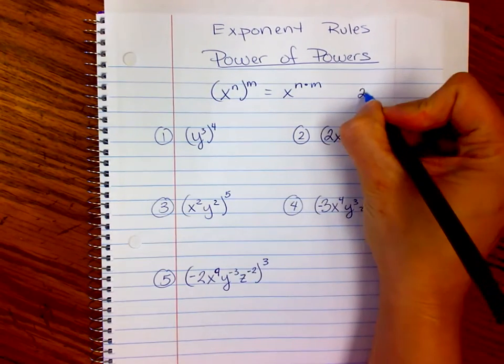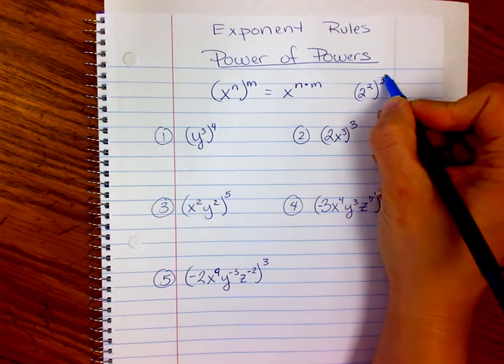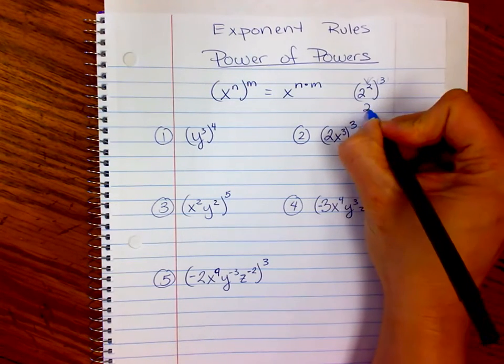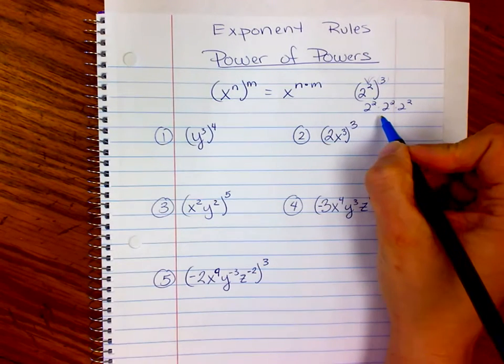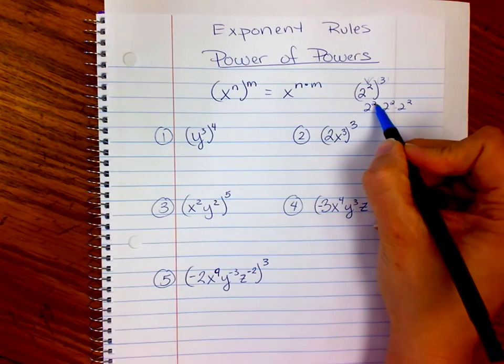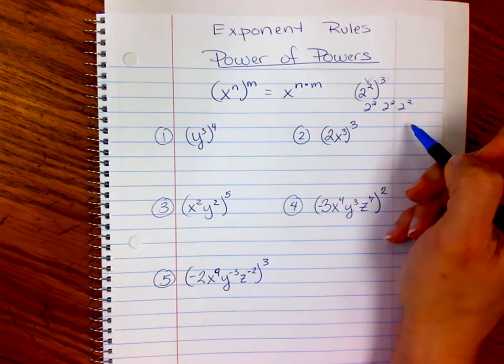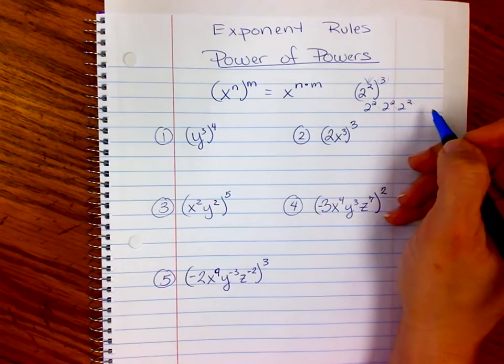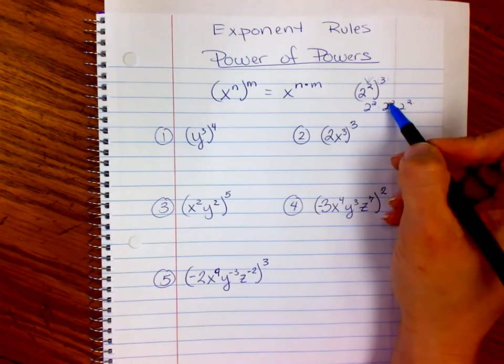Because if I had 2 squared cubed, cubed means whatever that is 3 times. So I'd have 2 squared times 2 squared times 2 squared. If you remember your multiplication rule, you'd say 2 plus 2 plus 2, I'm sorry, 2 plus 2 plus 2 is 6, or 2 times 3, which is 6. So that's the why, kind of.